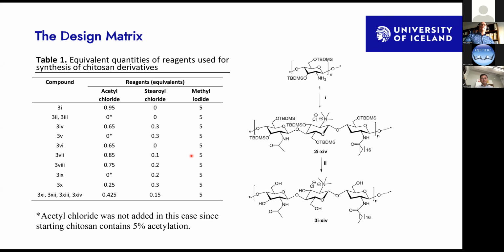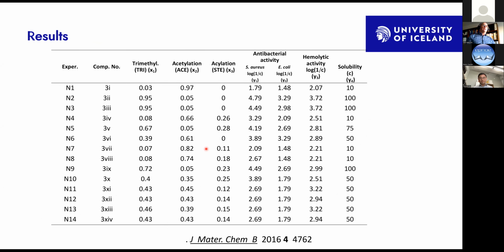Fifteen experiments. Yeah, 15 experiments. And this shows the result, what we measure. Because we use TBDMS chitosan, we get results very close to the intended degree of substitution. But these are results of the NMR analysis.